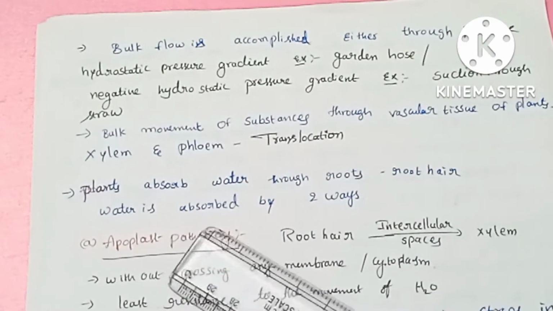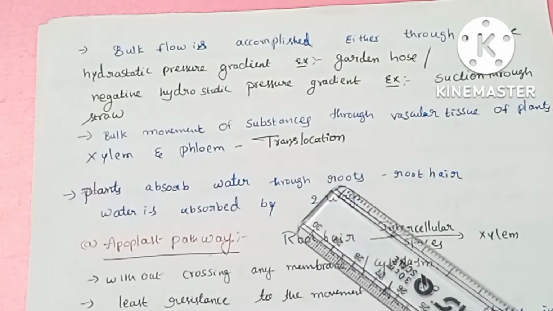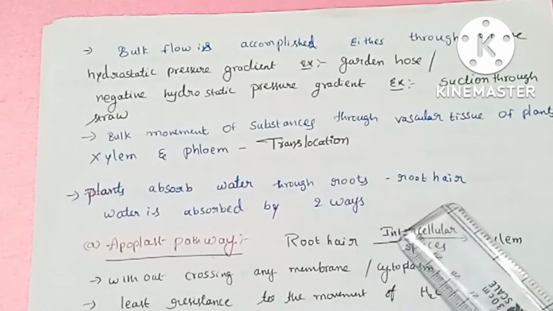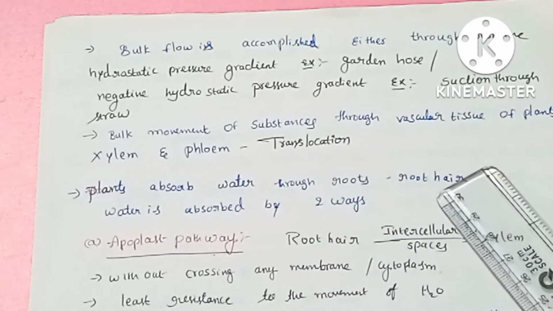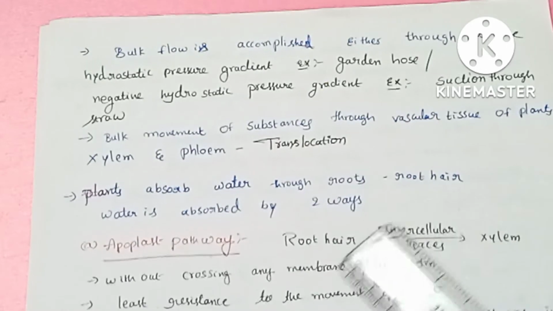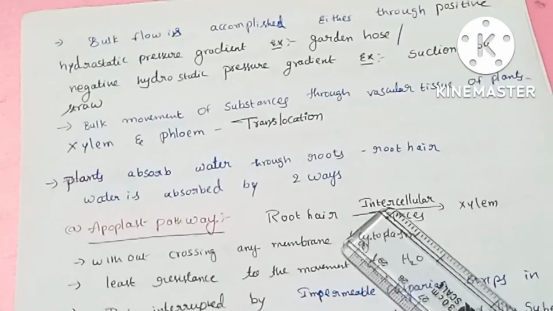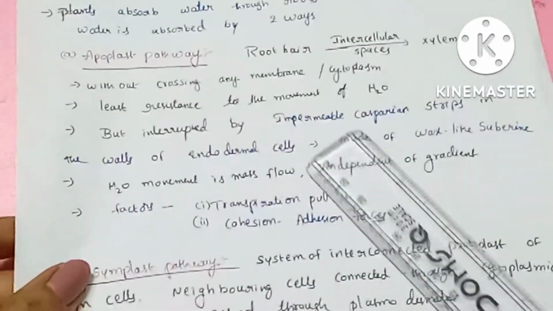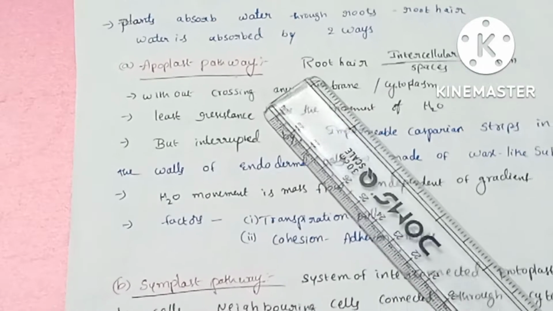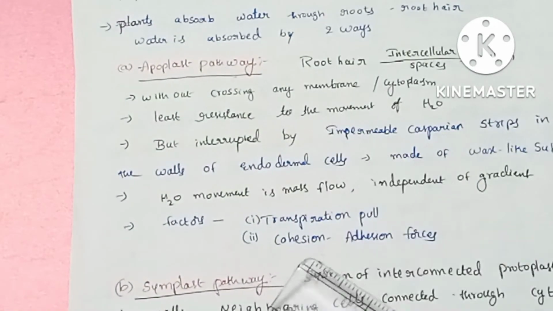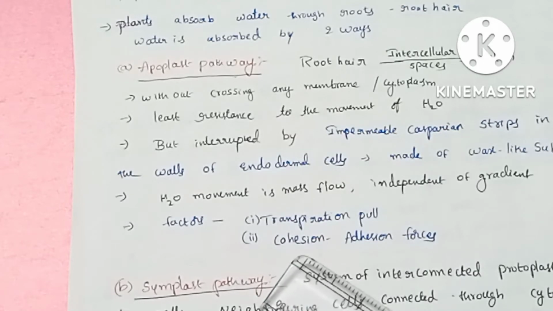And in the plants, the plants absorb water through the roots from the soil, right? So what do the roots consist of? They consist of the root hair. The root hair absorbs the water and mineral salts. In the roots, the water absorption occurs in two ways. One is the apoplastic pathway and another one is the symplastic pathway. How many ways? Apoplastic pathway and the symplastic pathway. By any way, the water will enter into the roots.